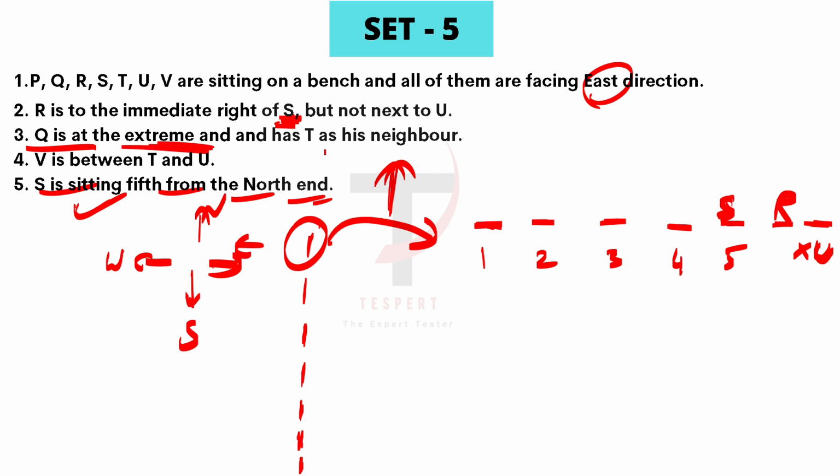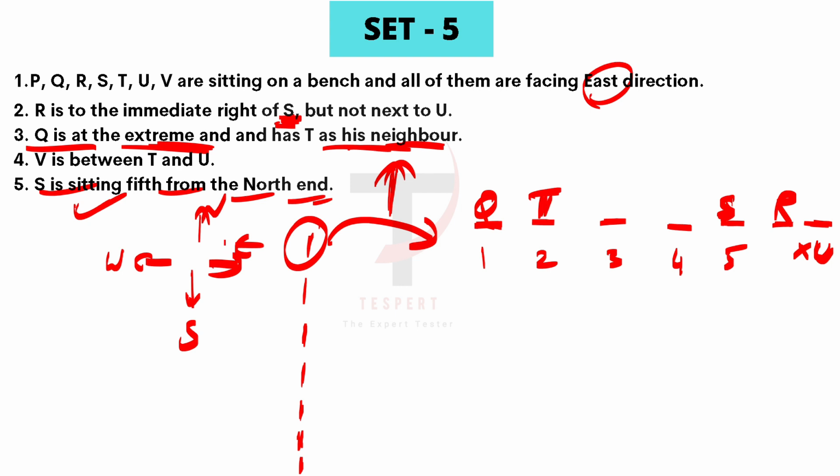And if we pick up the third statement, Q is at the extreme end and has T as his neighbor. Just imagine if we place Q here, to the immediate right of R, then where should we place T? Because T is the neighbor of Q. But if we place Q here, then it is impossible to place T. That is the reason Q is not at this end, Q is at this end, and T comes here because Q and T are neighbors. Alright, hope you got this.